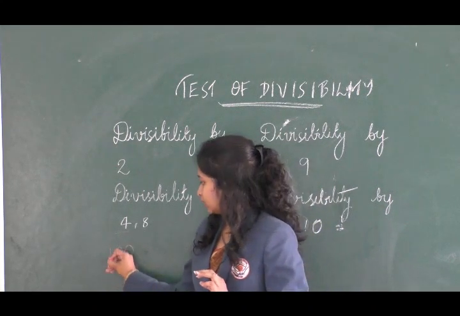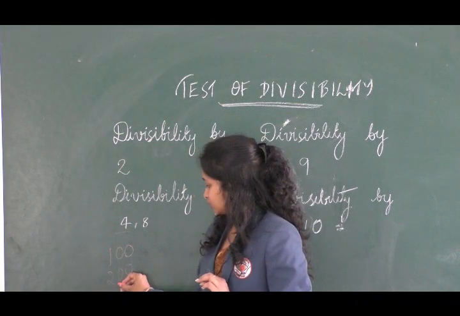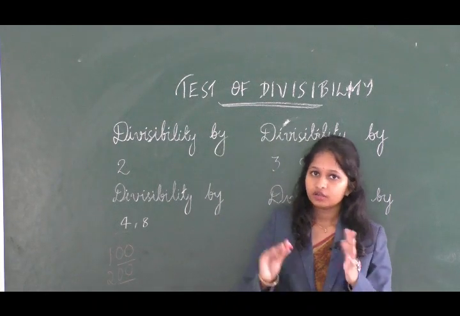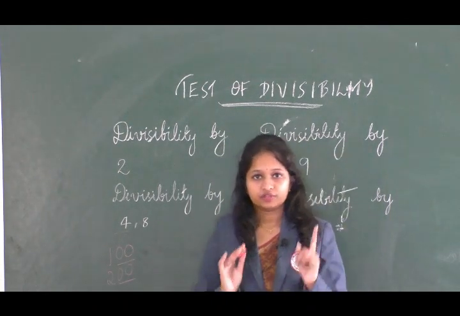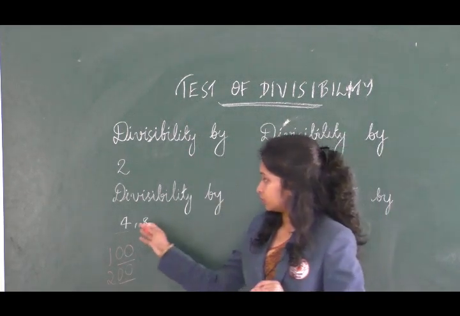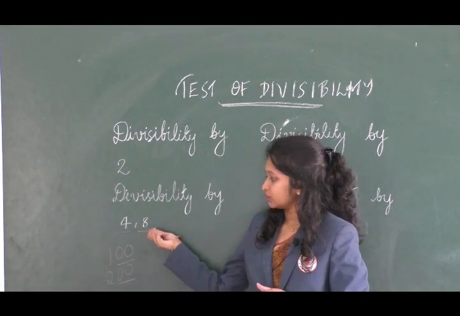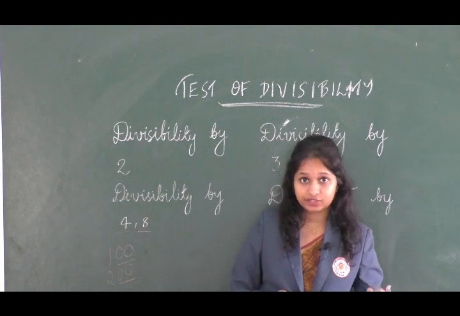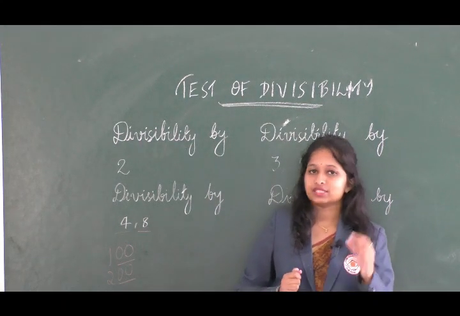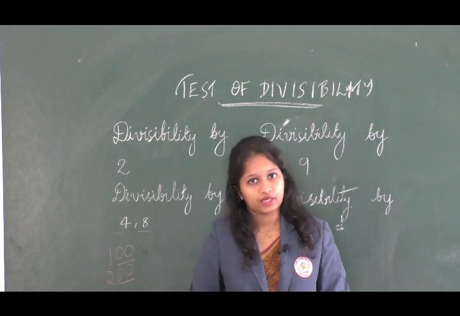For example, 100, 200. So the last 2 digits are 00, which is also divisible by 4, or any other number which has its last 2 digits divisible by 4, then the number is divisible by 4. In case of divisibility by 8, if the last 3 digits are 000 or the last 3 digits are divisible by 8, then the whole number is divisible by 8.